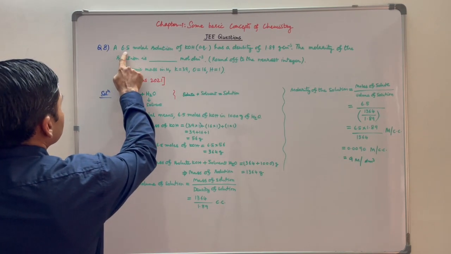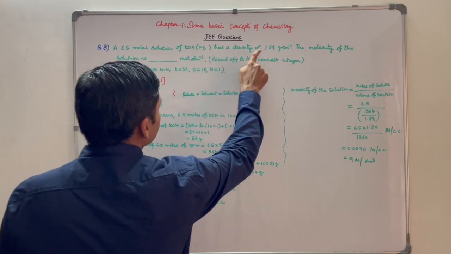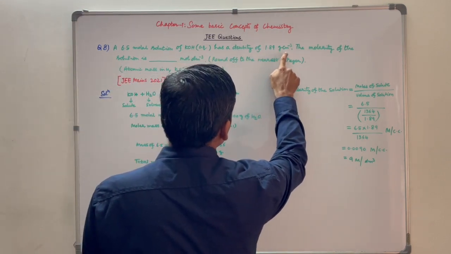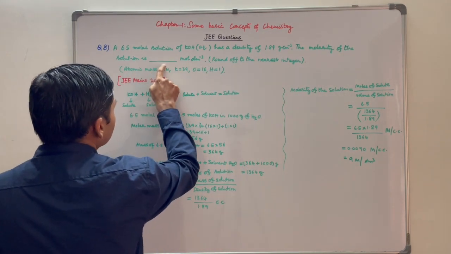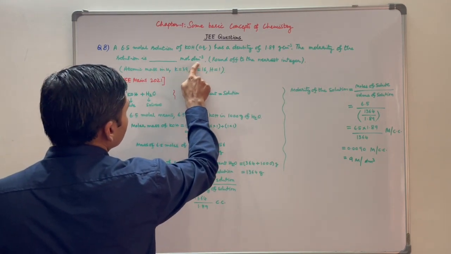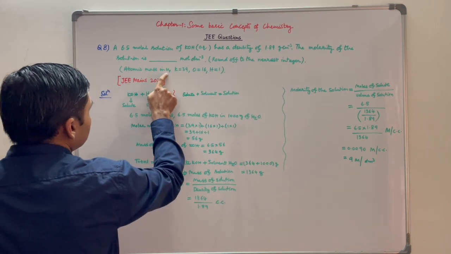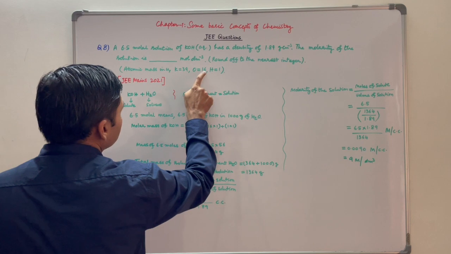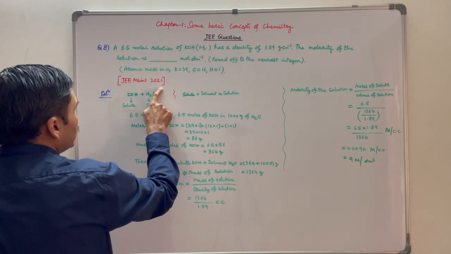Eighth question: a 6.5 molal solution of KOH aqueous has a density of 1.89 gram per centimeter cube. The molarity of the solution is dash mole per decimeter cube. Round off to the nearest integer. Atomic mass in u: K 39, O 16, H 1. This question appeared in JEE Mains 2021.